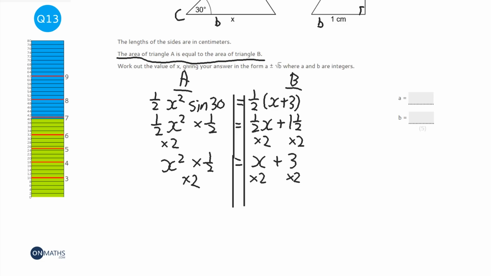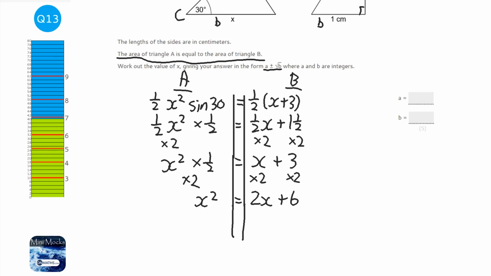Should times everything by 4. Get rid of the half. So we've got 2x plus 6. Okay, now looking at the requirement in the question, it wants it in the form a plus minus root b. Now that hints at the fact that we are going to complete the square to solve this. It means that basically we can't work out the exact answer, but we can show it as a square root.